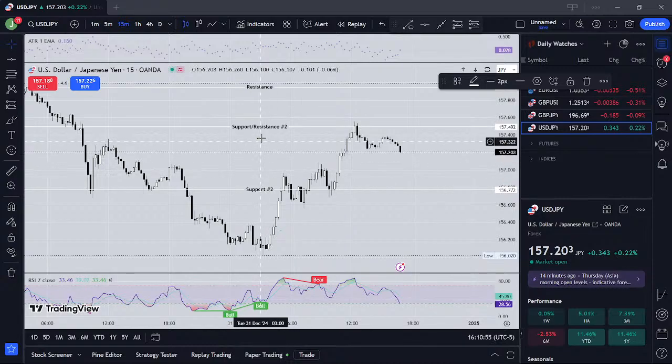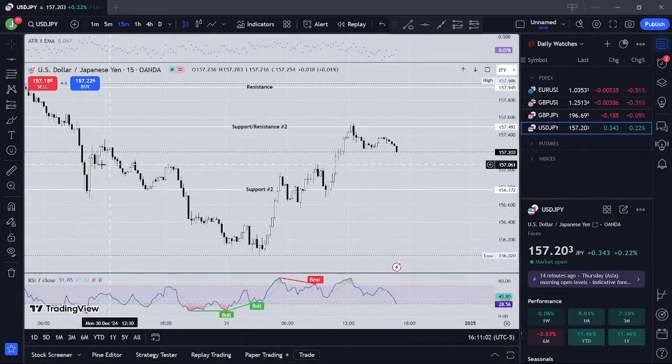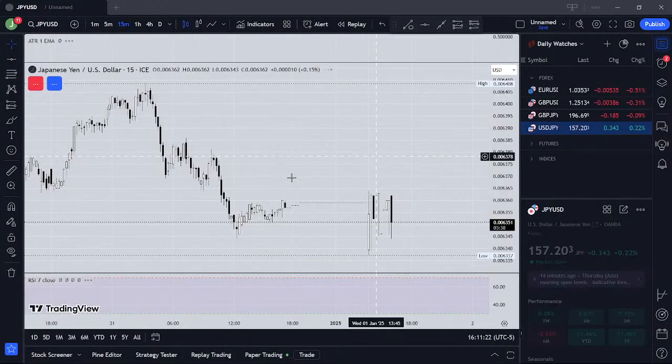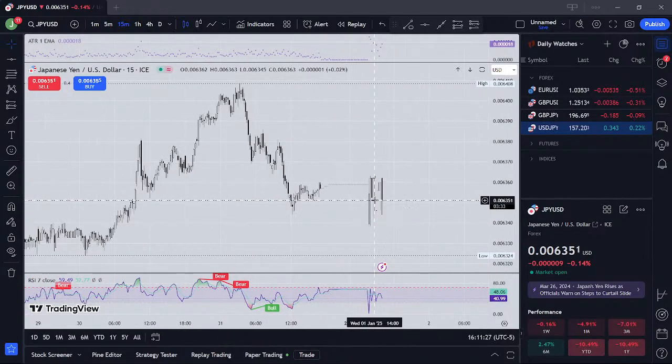We have support one, resistance one, support two, resistance two. So we can see the market went down. The market was just pushing down, it's been pushing down. If we think that this is going down, I'm mistaken. Yen dollar will be going up. Both of them, we can't really see much of.